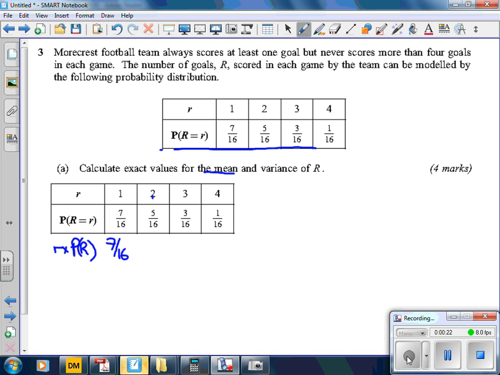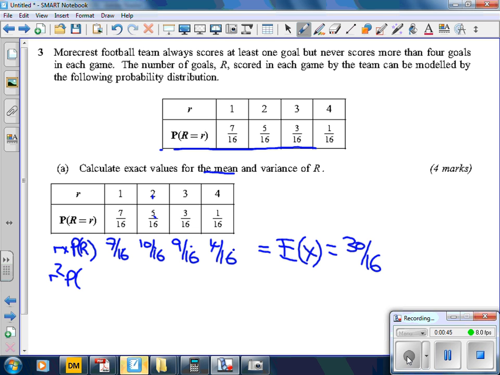So we're just timesing these values together each time, and when we've timesed them all together, we add it all up. The expected value of x is the sum of all of these numbers here, and they all add up to 30 over 16. Then it asks us to find out the variance as well.